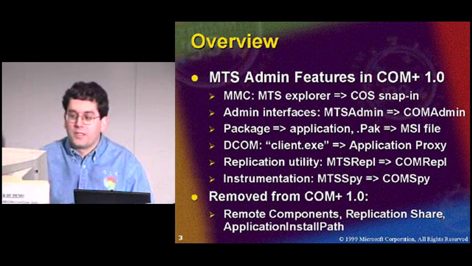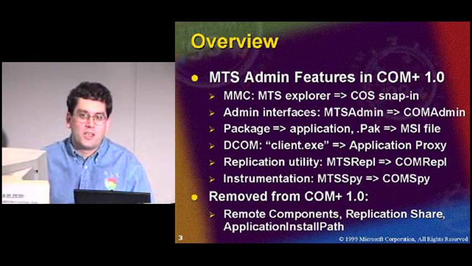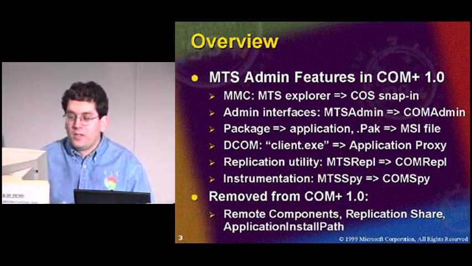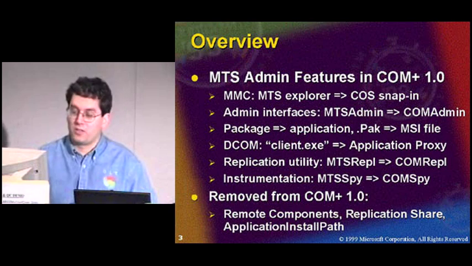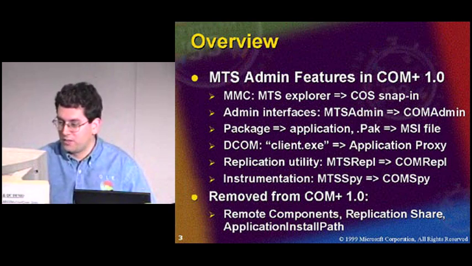For DCOM clients, in MTS we used to have the client export feature, which generated client.exe, a self-extracting executable. In COM+ we call these application proxies, and they are actually full COM+ applications. They have MSI files, they can be installed, uninstalled, they appear in the UI, etc. The replication utility, MTS REPL, is now called COM REPL, and it has more features. Instrumentation has been greatly expanded. We'll elaborate in more detail on this later. And the corresponding SDK utility is now called COM Spy.